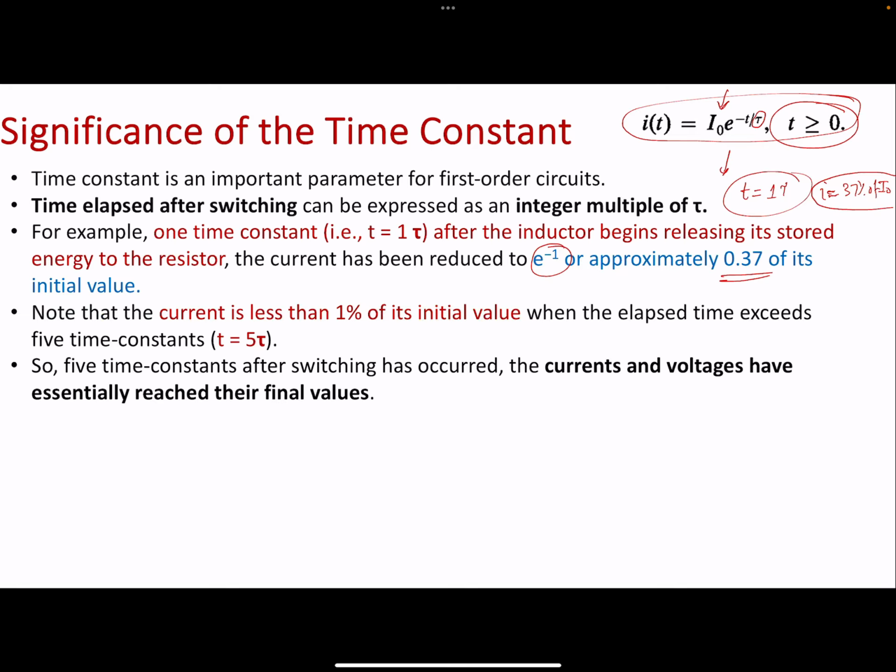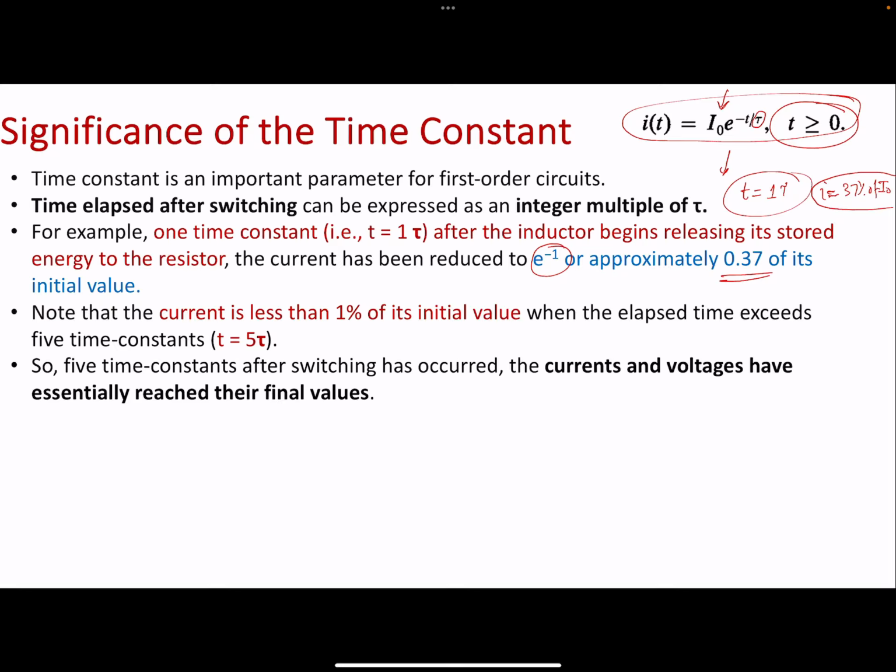At approximately 5 tau, you have already to a certain level reached the final value because you are at about 1% of your original I naught current, right? You have already lost more than 99% of the current and you are just left with less than 1%. So this is the significance of 5 tau. 5 tau is usually used in energy dissipating circuits, in this case the natural response where energy is dissipating, right? It means that more than 99% of the energy has already been dissipated after 5 tau. That is why this tau thing is so important, right?